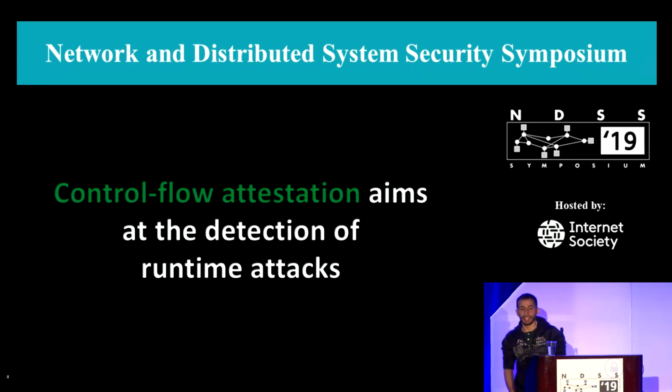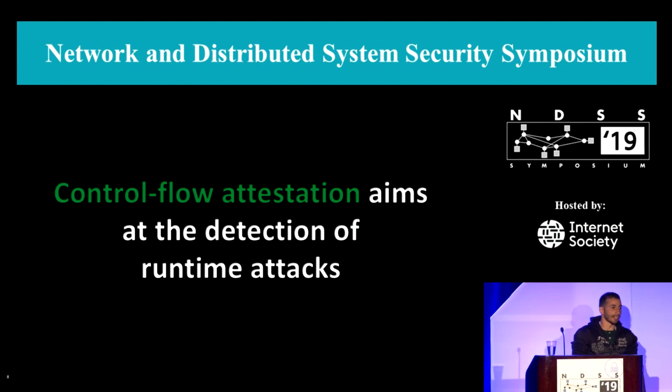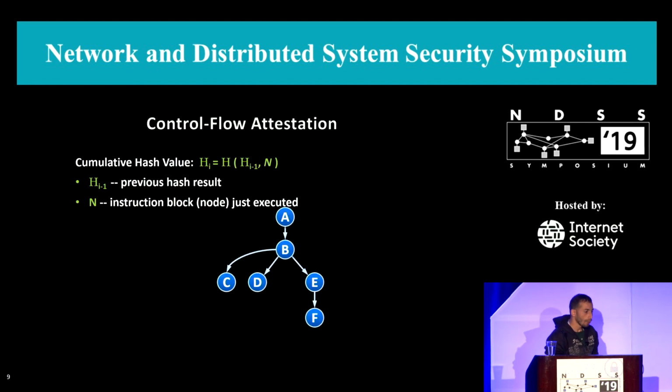So recently, control flow attestation has been proposed in order to detect such attacks. In short, control flow attestation changes over the existing attestation by actually not hashing the software, but rather hashing the execution of the software. So it hashes the events. It uses a cumulative hash and hashes the control flow events of the software.